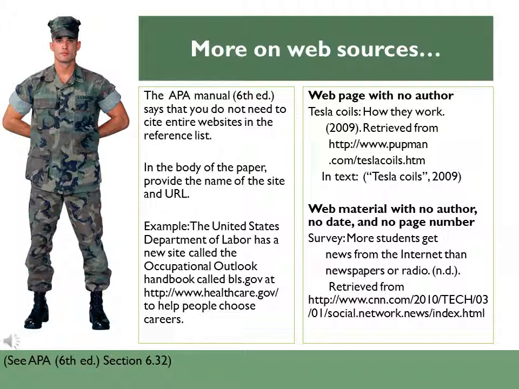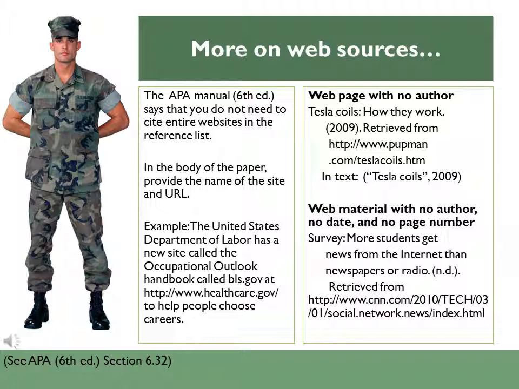A bit more on web sources. If you're going to talk about a particular website in your paper, you do not need to include it in the reference page. So for example, if you are telling folks that the United States Department of Labor has a new site called the Occupational Outlook Handbook located at, and then you give the URL, you're not really citing that site and taking anything out of it. So you're not citing it per se, you're just mentioning it in your paper. So you wouldn't have to put that in your reference page.